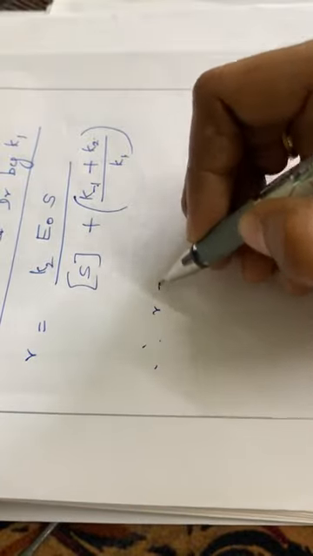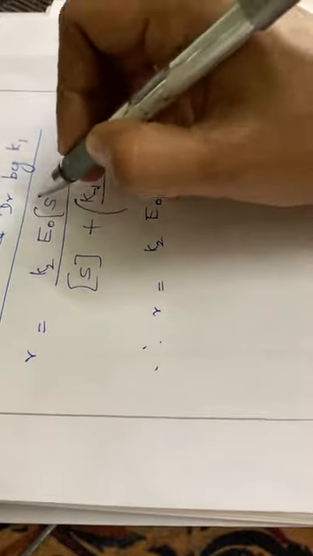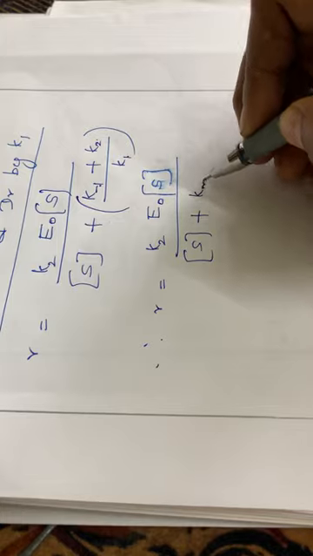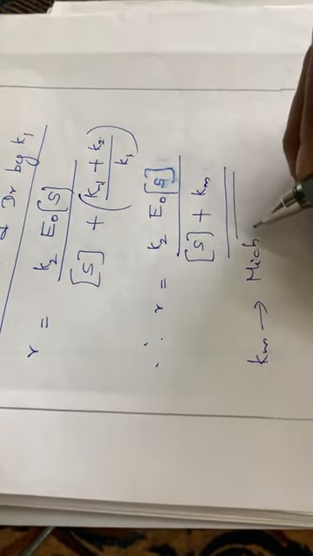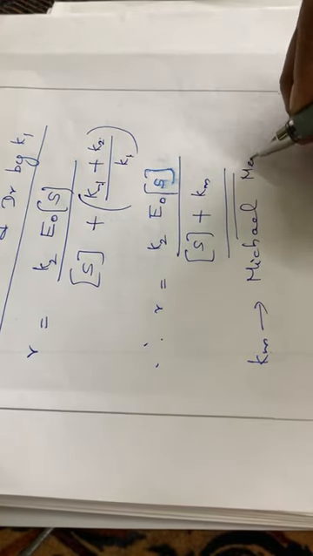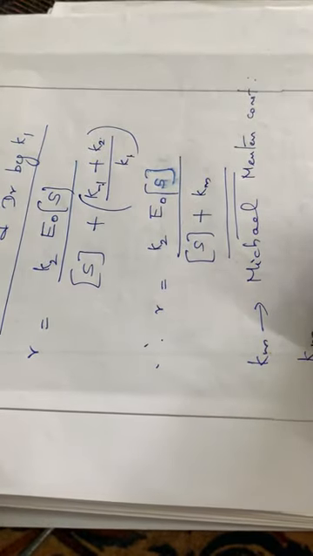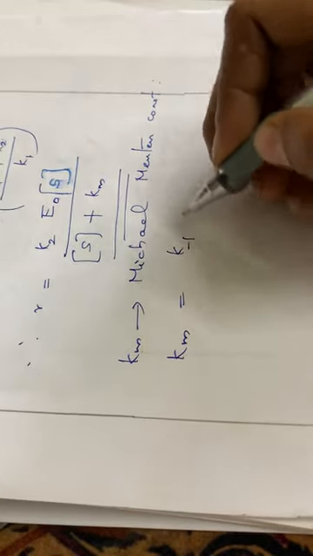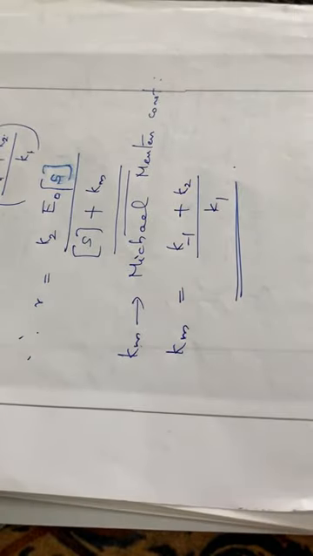So therefore rate R is equal to K2 into E0 into S divided by concentration of S plus Km. Okay, so here Km is called the Michaelis-Menten constant, and Km is equal to K inverse plus K2 divided by K1. So Km is called the Michaelis-Menten constant.